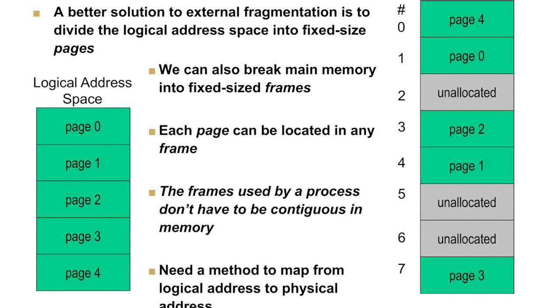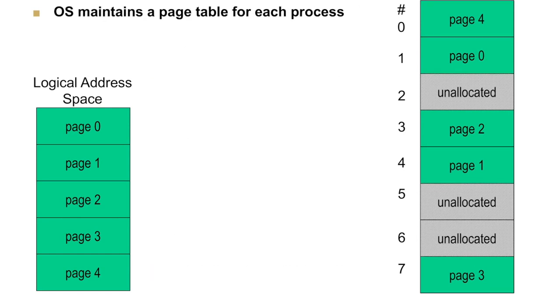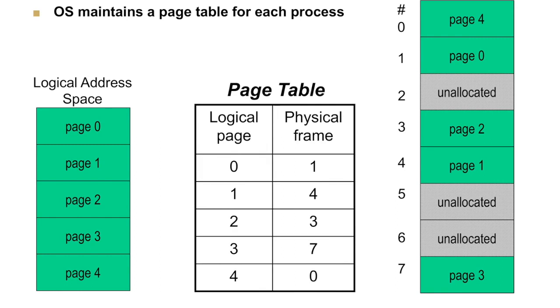And the way we're going to do this is to have the memory management unit take care of this for us. We're going to do it by having a page table. And the page table is just a logical to physical translation. So for each logical page that we have in the logical address space, we're going to keep which physical frame we actually put that page into.